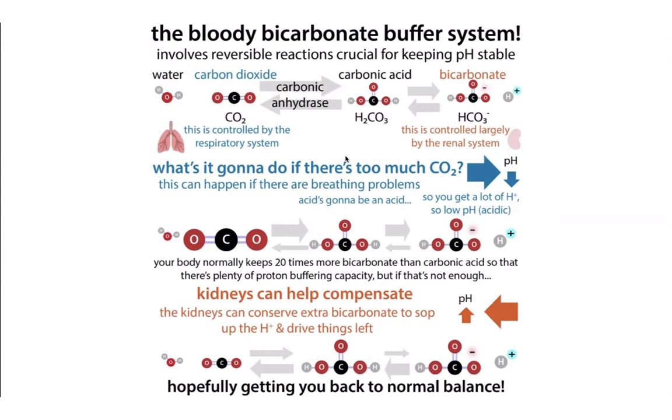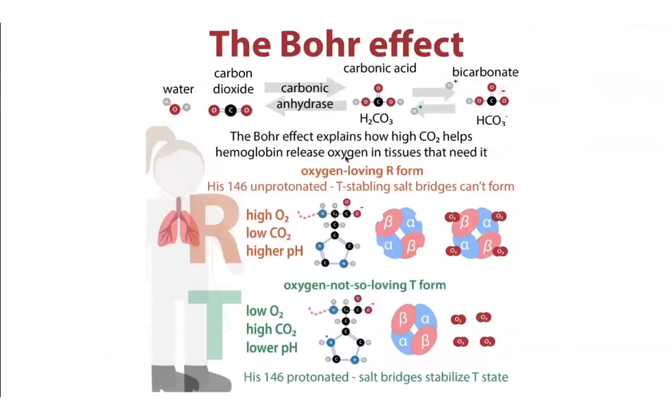Your body has ways to compensate in order to keep it steady, like changing the breathing and the kidneys. But what we really care about for our purposes here is that you have water react with carbon dioxide to give you carbonic acid, which can deprotonate to give you bicarbonate, producing protons. So more carbon dioxide, lower pH. And the significance of this is that remember, when we have that lower pH, there are more protons available. If there are more protons available, then our histidine is going to be protonated. If our histidine is going to be protonated, then it can form those salt bridges that stabilize the T state, and this is going to then promote the offloading of oxygen.